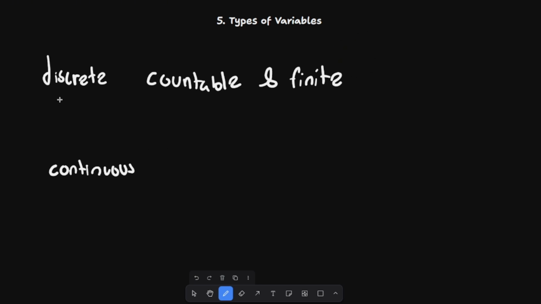Let's talk about an example. Let's say we have the number of goals in a soccer game. You cannot have any values like, let's say, 1.5. You can't have 1.5 goals. You can't have 3.3 goals or anything like that. But you can have 1 goal, 2 goals, 3 goals, but there is no space in between. So these are countable numbers because I can count 1, 2, 3, and they're finite because we can't just have infinite goals in a soccer match. Logically, that's not possible. Now let's talk about continuous values.